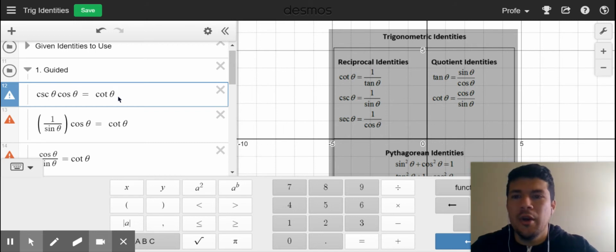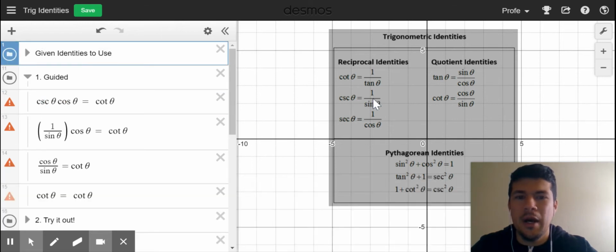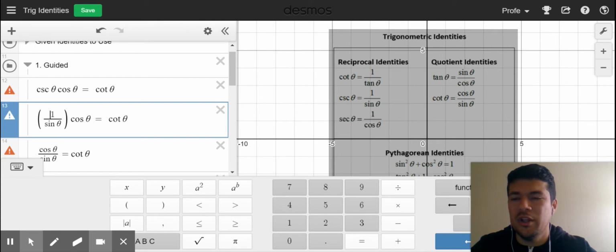So here's what I'm going to do. I'm going to work with my left side, and 99% of the time with these problems, I'll go ahead and tell you you're going to work with the left side, right? So I need to basically prove that if I take cosecant and multiply it by cosine, I get cotangent. Well, first thing I notice is that cosecant is one of my identities, right? Cosecant is 1 divided by sine. So in step 2 of this problem, I'm going to rewrite cosecant as 1 divided by sine, bring down my cosine, and bring down equals cotangent.